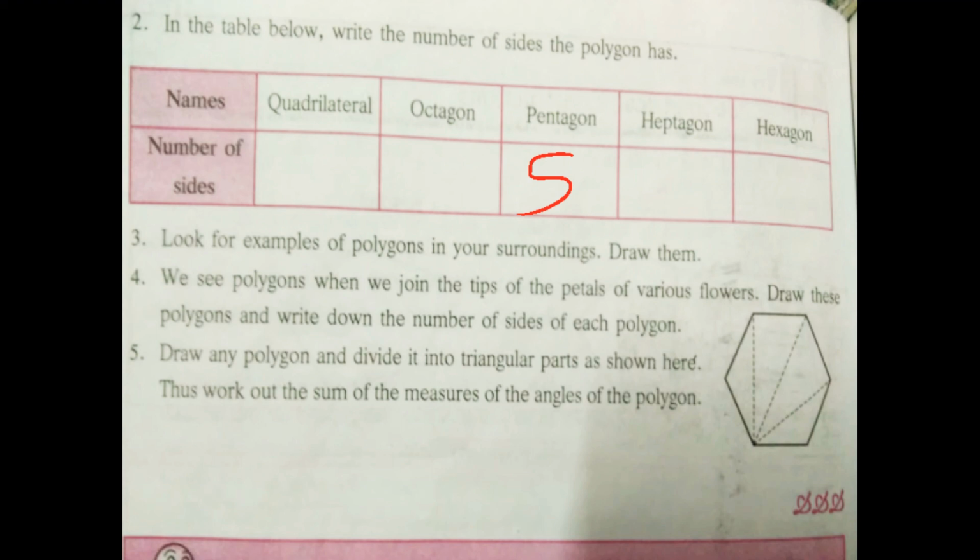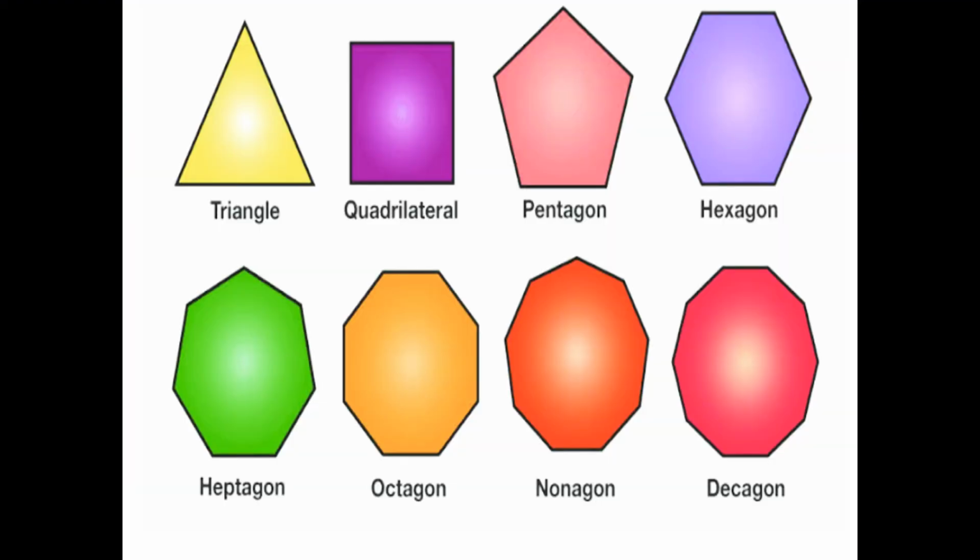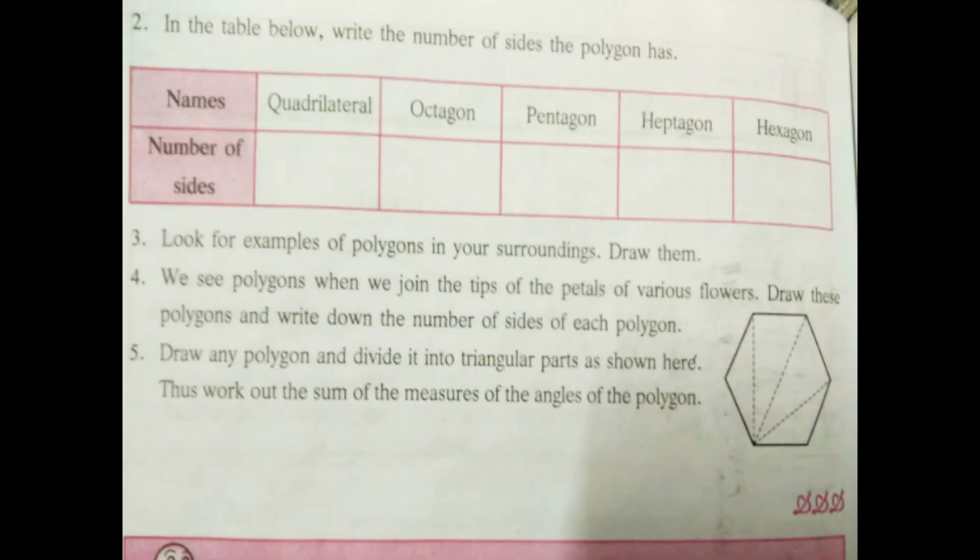Next one is heptagon. Count the number of sides. 1, 2, 3, 4, 5, 6, 7. So the heptagon has 7 sides. Then last one is hexagon.